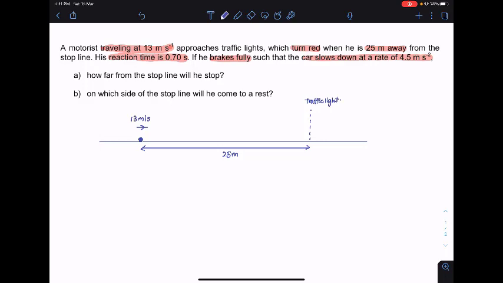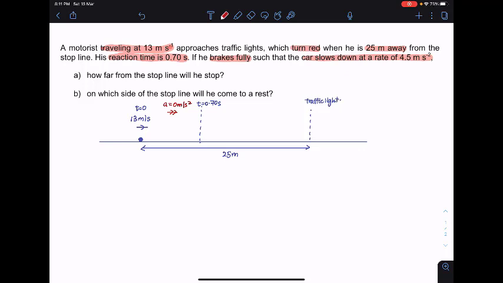His reaction time is 0.70 seconds. So what does it mean? It means at the point where he starts seeing, all right, he needs time to react. So to a point where at 0.70 seconds later, he's actually traveling with constant velocity. So let me just denote the acceleration. He's traveling with constant velocity, and the acceleration is equals to 0 meter per second squared. Okay, after which he starts braking.